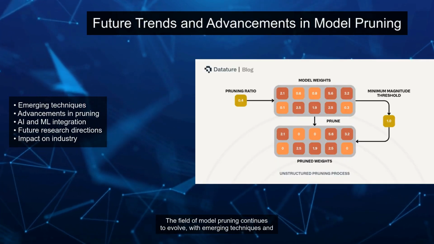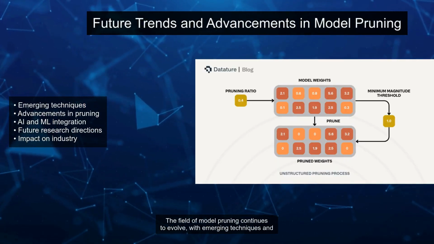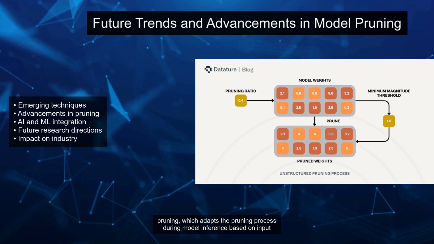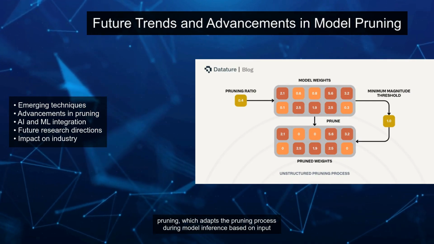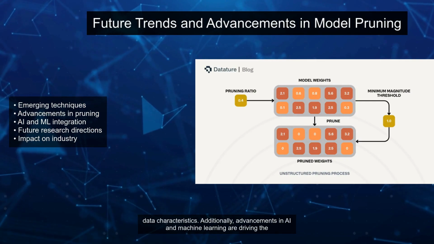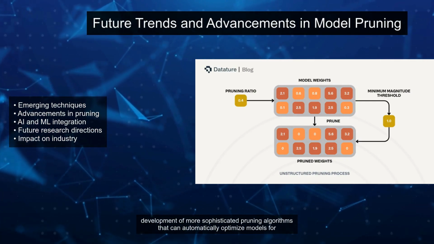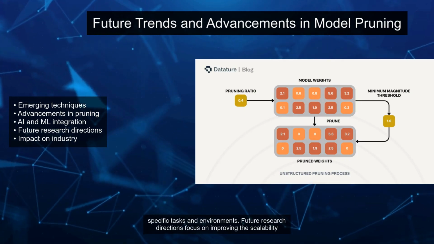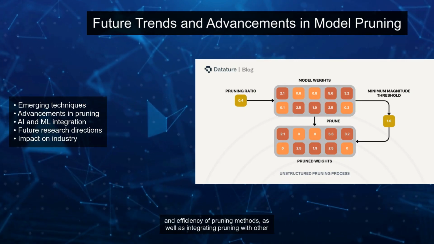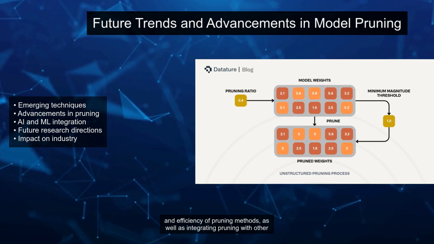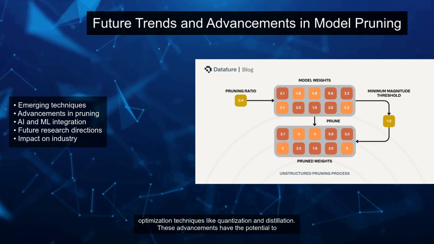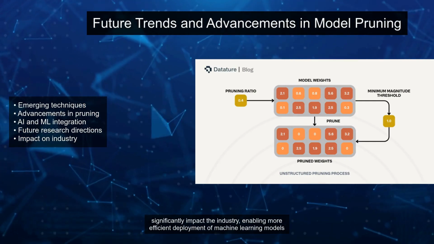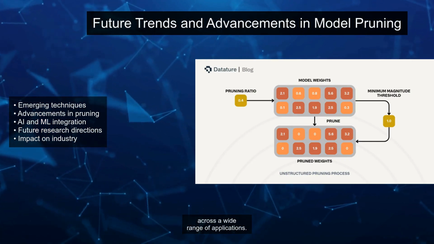The field of model pruning continues to evolve, with emerging techniques and advancements shaping its future. Researchers are exploring new methods such as dynamic pruning, which adapts the pruning process during model inference based on input data characteristics. Additionally, advancements in AI and machine learning are driving the development of more sophisticated pruning algorithms that can automatically optimize models for specific tasks and environments. Future research directions focus on improving the scalability and efficiency of pruning methods, as well as integrating pruning with other optimization techniques like quantization and distillation. These advancements have the potential to significantly impact the industry, enabling more efficient deployment of machine learning models across a wide range of applications.